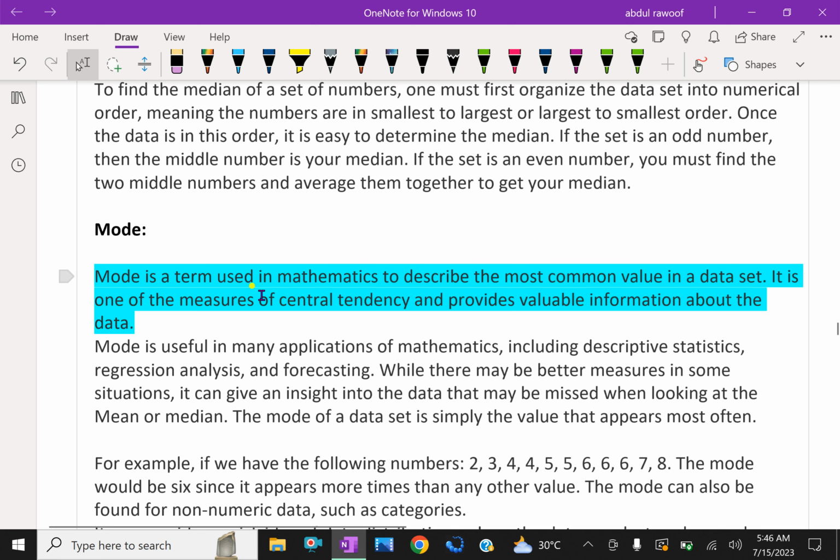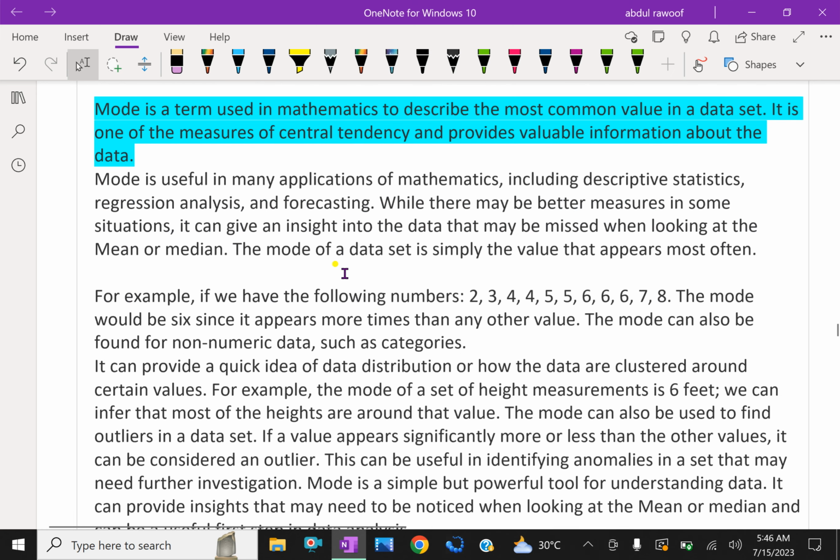Mode. Mode is a term used in mathematics to describe the most common value in a data set. It is one of the measures of central tendency and provides valuable information about the data. Mode is useful in many applications of mathematics, including descriptive statistics, regression analysis, and forecasting. While there may be better measures in some situations, it can give an insight into data that may be missed when looking at the mean or median.